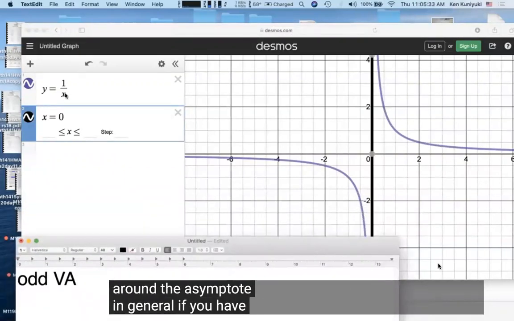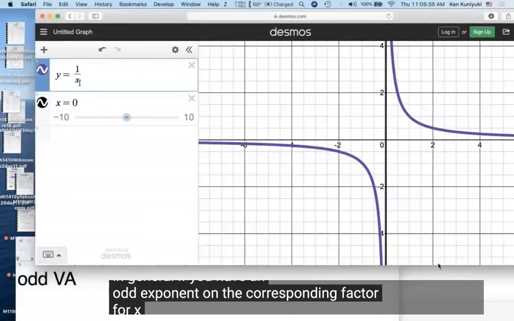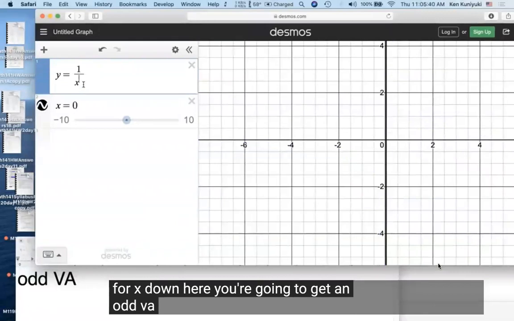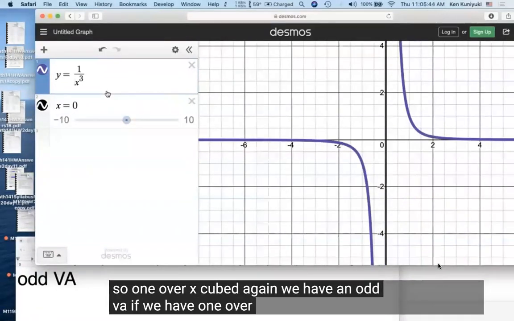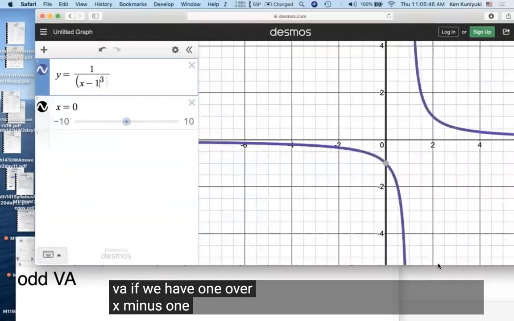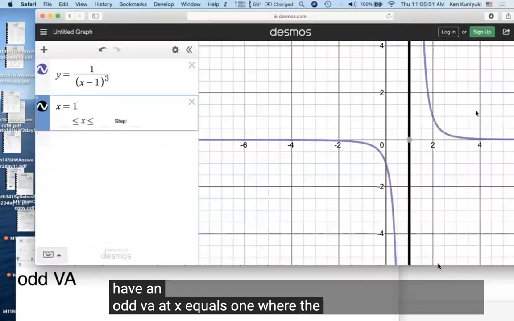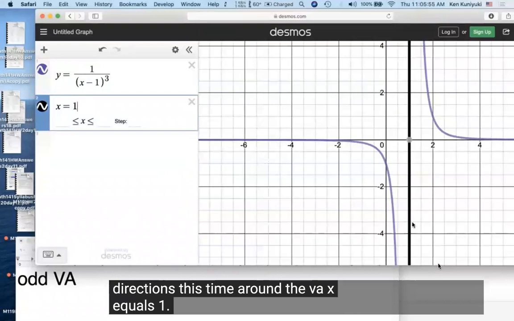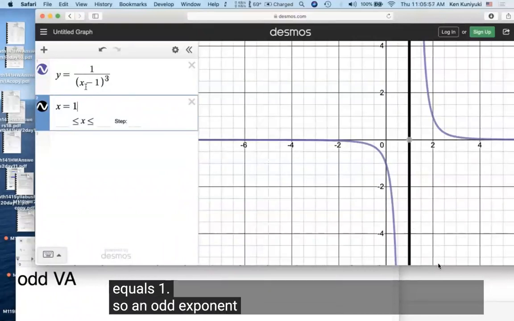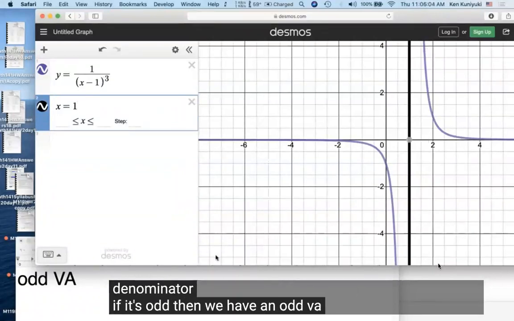In general, if you have an odd exponent on the corresponding factor for x down here, you're going to get an odd VA. So 1 over x cubed, again, we have an odd VA. If we have 1 over x minus 1, all to the third, then we have an odd VA at x equals 1, where the branches go in opposite directions. So an odd exponent on the factor here, the multiplicity of a 0 in the denominator, if it's odd, then we have an odd VA.